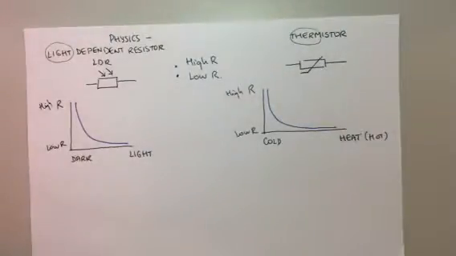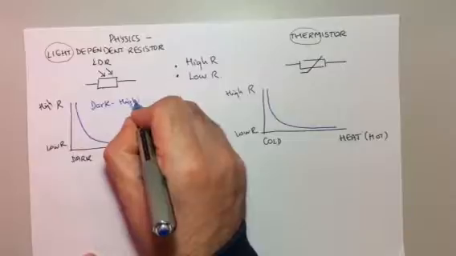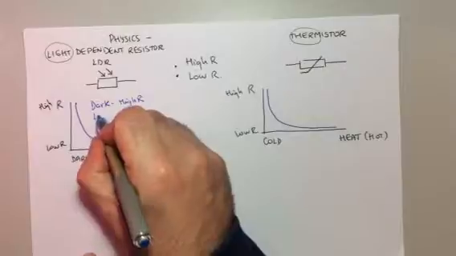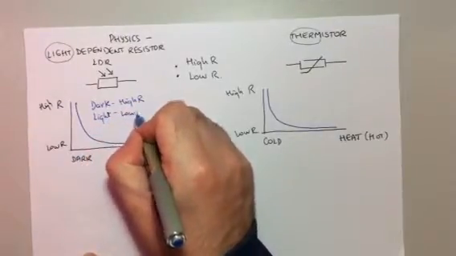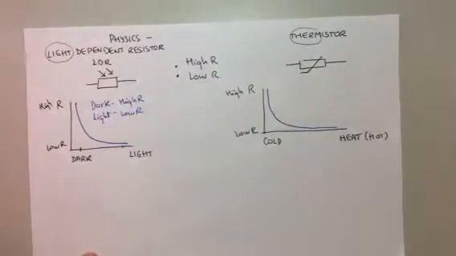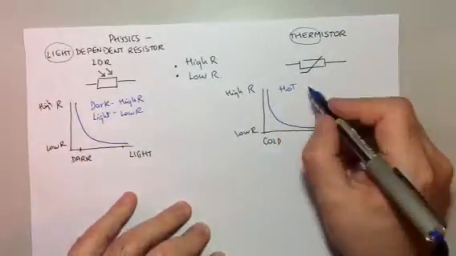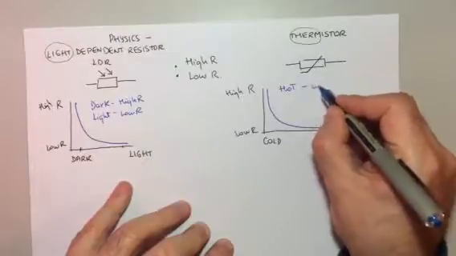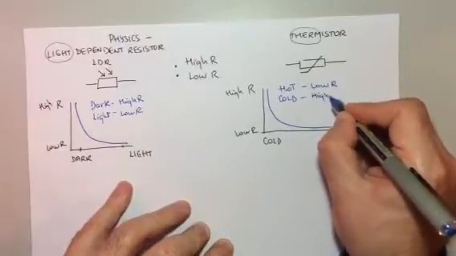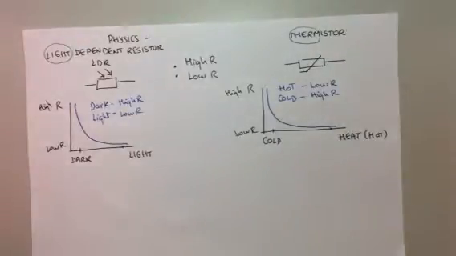Okay, so what do we have here? In the dark, we have a high resistance. So the LDR will have a high resistance in the dark, and in the light it will have a low resistance. If we look at the graph, in the dark it's a high resistance, in the light it's going to be a low resistance. A thermistor in a hot environment would have a low resistance, and when it's cold it will have a high resistance.